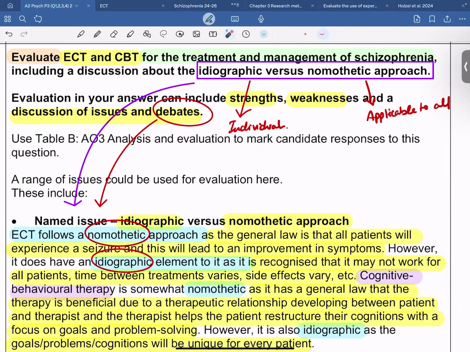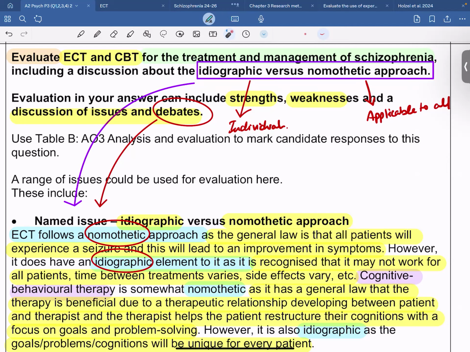and CBT, that is cognitive behavioral therapy, for the treatment and management of schizophrenia, including a discussion about the ideographic versus nomothetic approach. So when the examiner writes down, including a discussion about, dash, whatever that could be, this could be anything. In this case, it is ideographic versus nomothetic. It could be anything else as well. Whatever is mentioned in the question, you refer to that as the named issue, or named debate. This is what the examiner expects you to cater to the most.